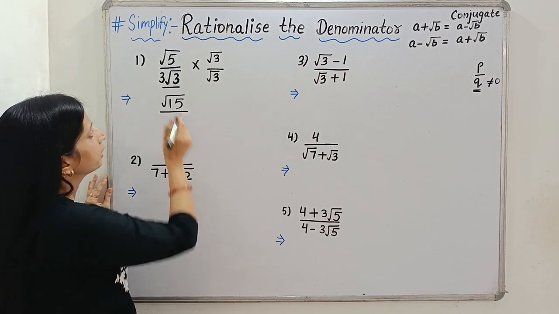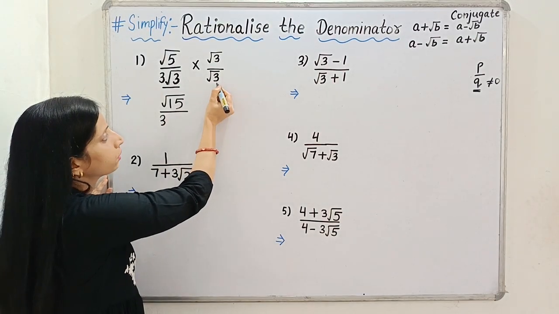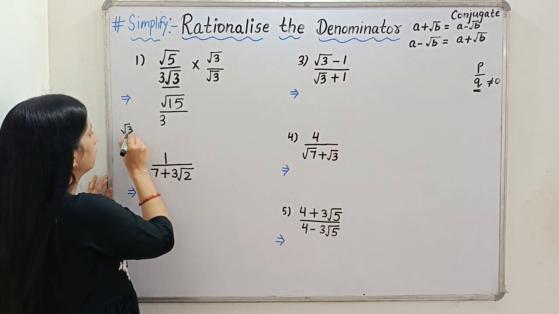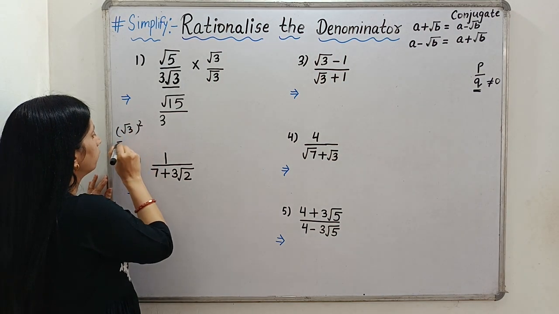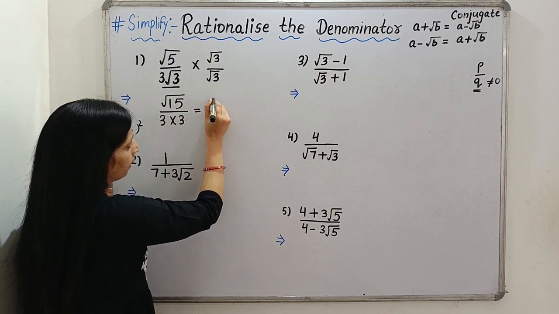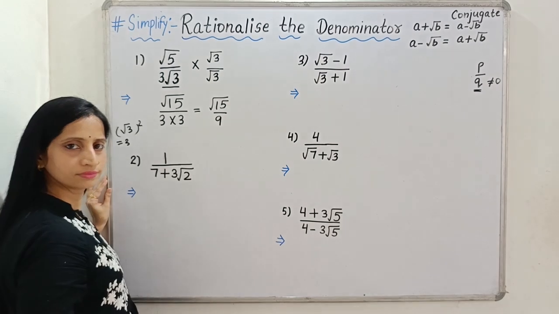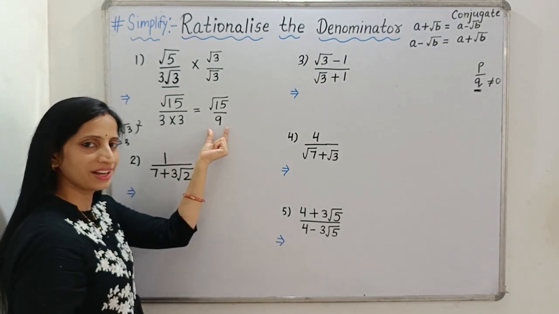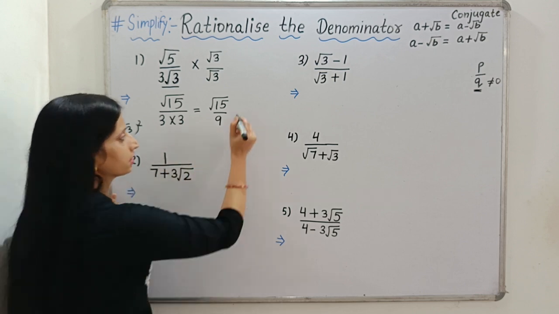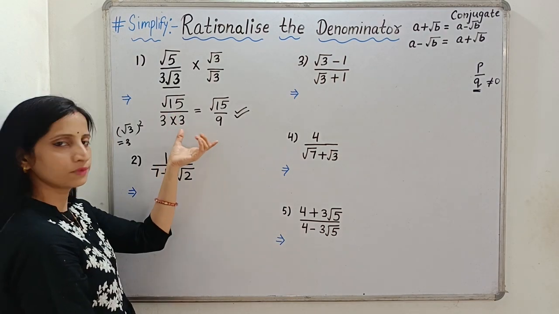In the denominator it is 3, write 3 as it is, and root 3 multiplied by root 3 will give us 3, because root 3 square is nothing but 3. So what we will get at last is root 15 upon 9. You can see we have rationalized the denominator. Now it's an integer, we got 9 here. So this will be our required answer. In this question it was very simple.